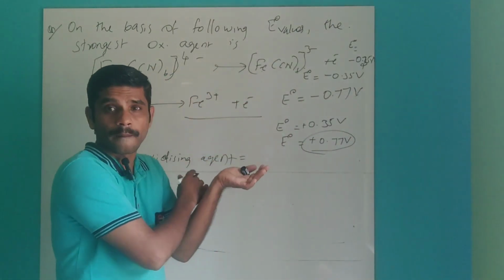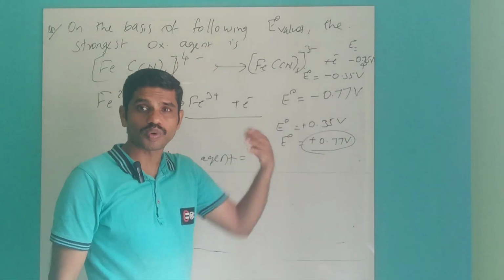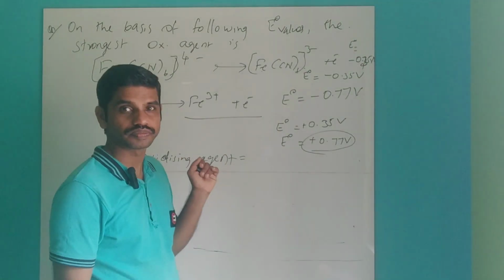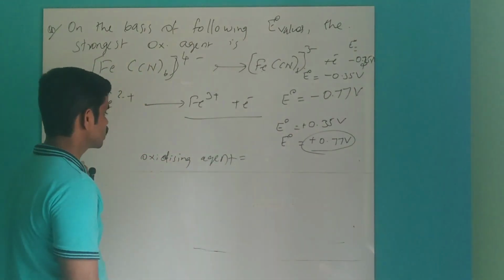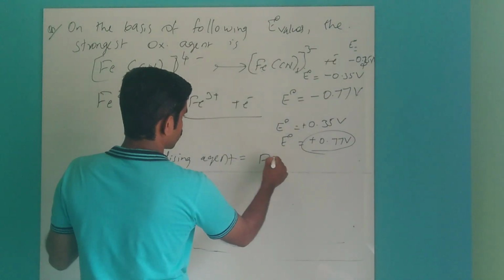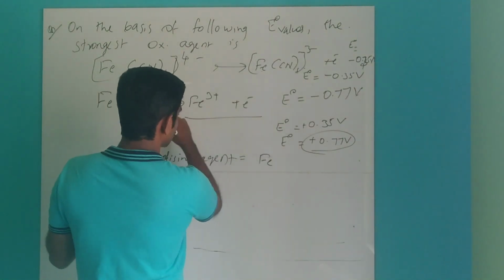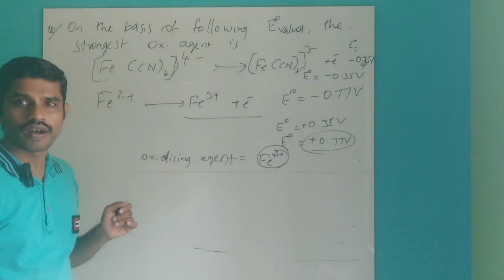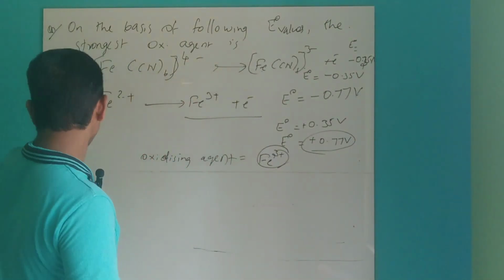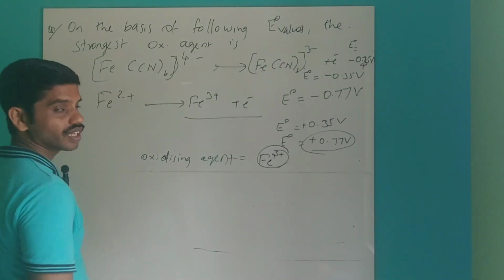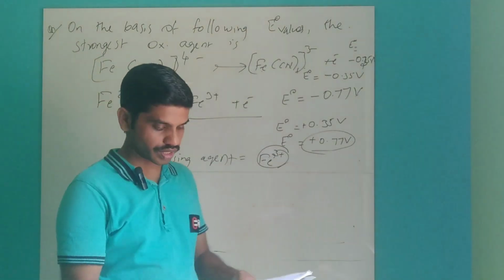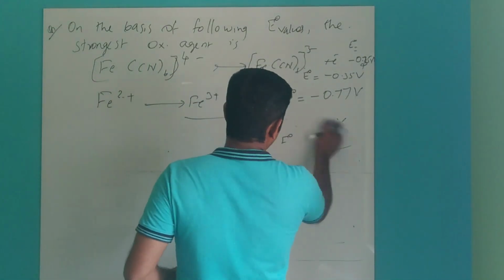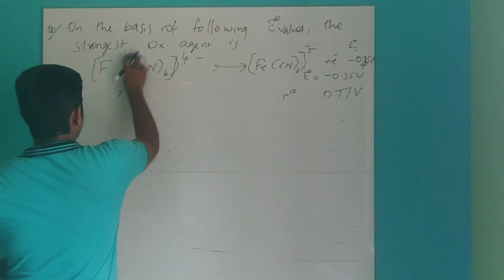When I reverse it, the sign will also become positive, right? So the oxidizing agent will be Fe3+, which will undergo reduction. So Fe3+ is the strongest oxidizing agent. That is the answer. Then the next question. Very easy only, you can answer all the questions.